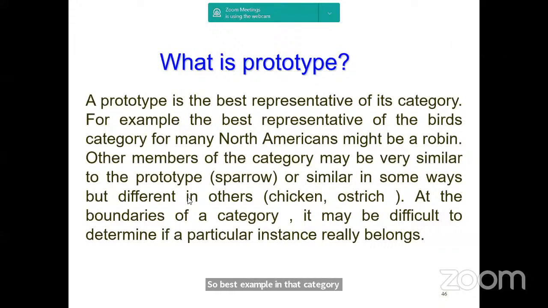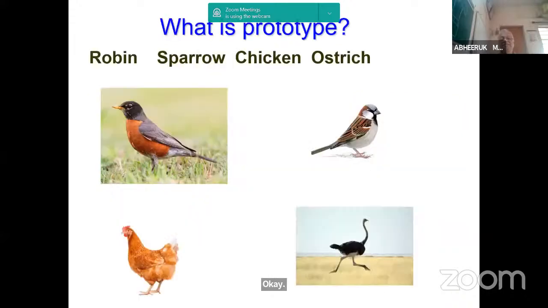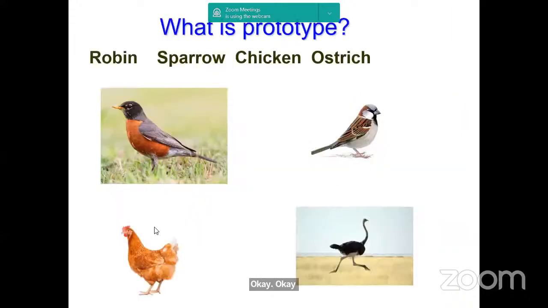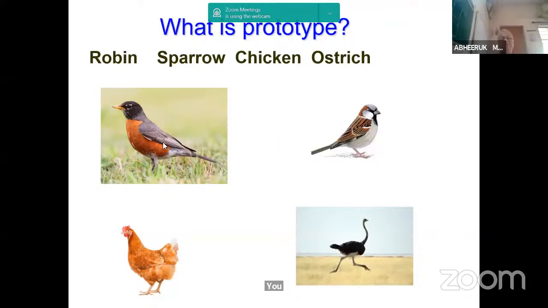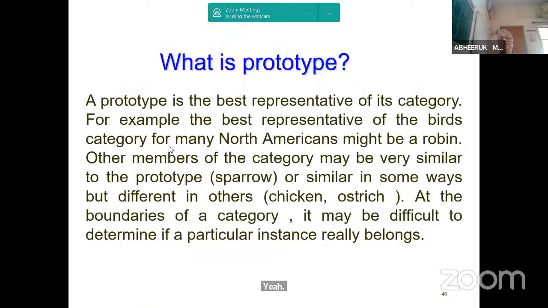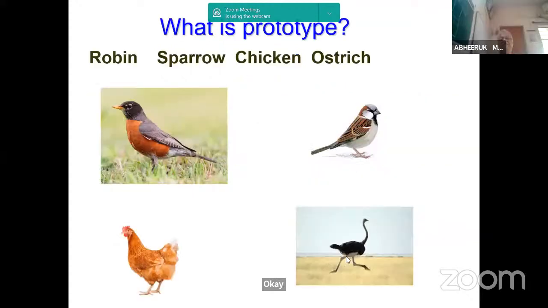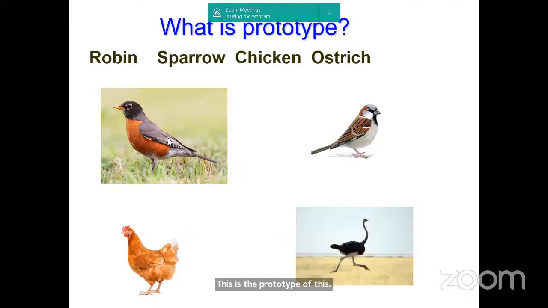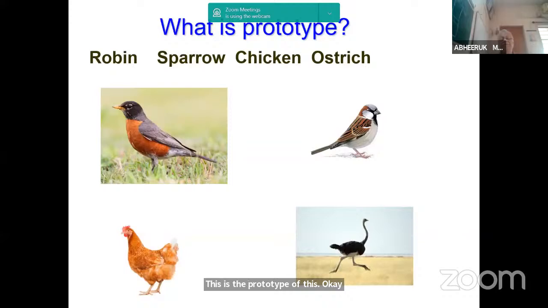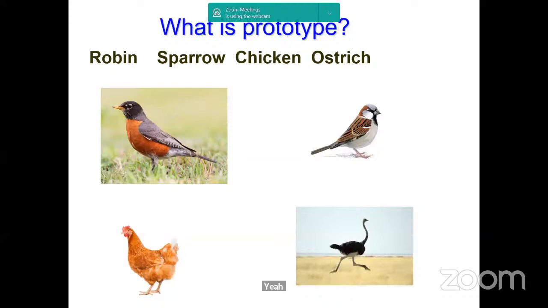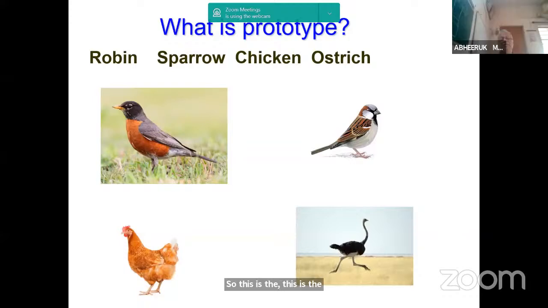Okay. Here one example, North American birds are there. So which is the representative of this group? The best example. Suppose you may tell Robin is the best example. So you can tell this is the prototype of this. Okay, American birds. This is the prototype, if you tell that Robin is the best example. And what is exemplar? All these members are called exemplars.